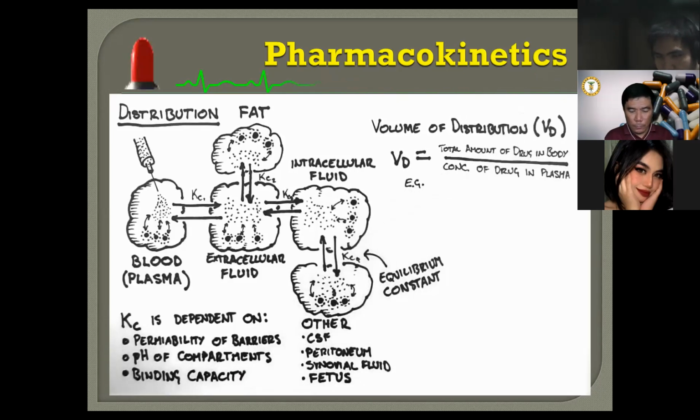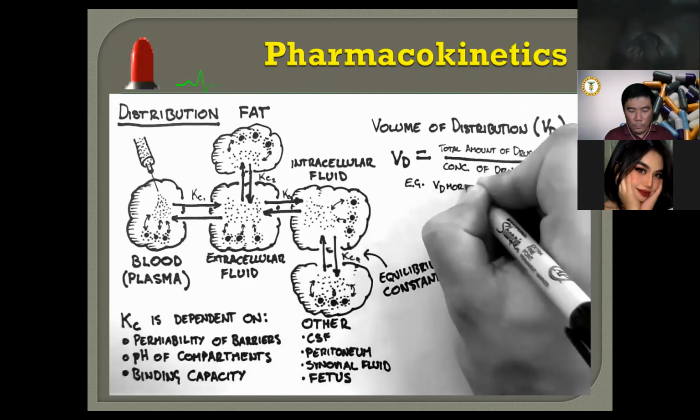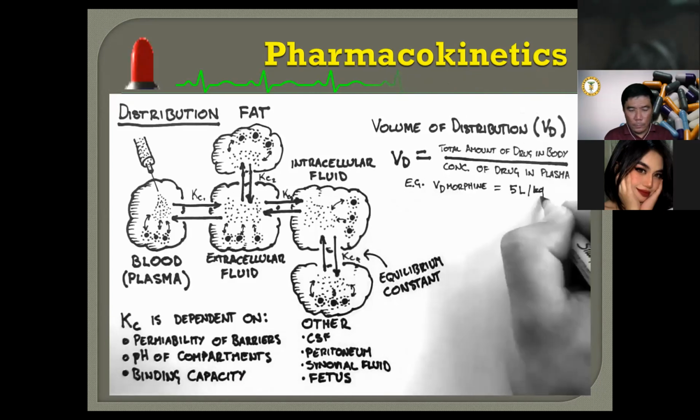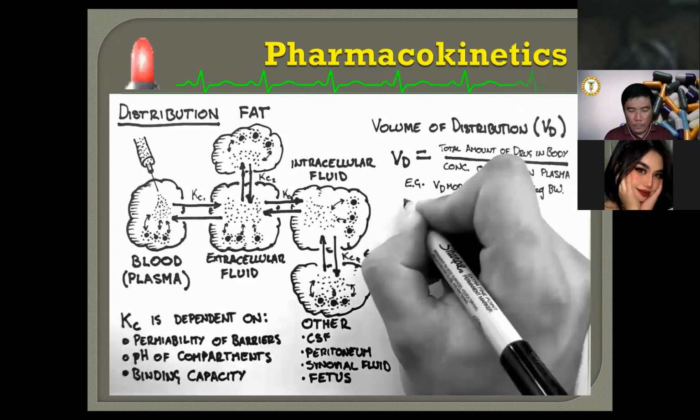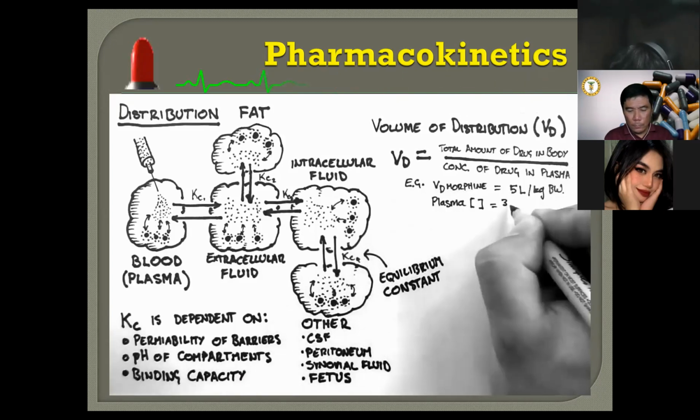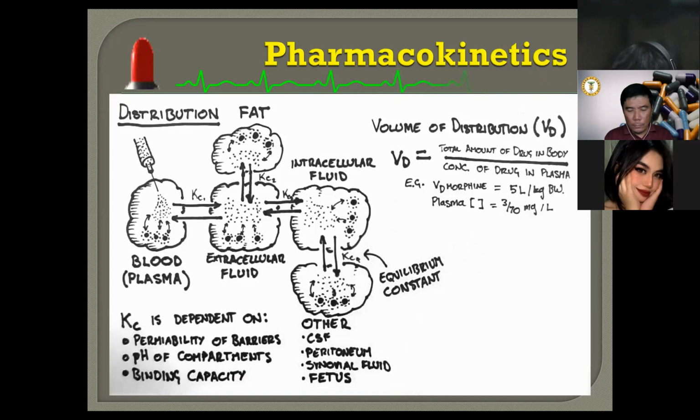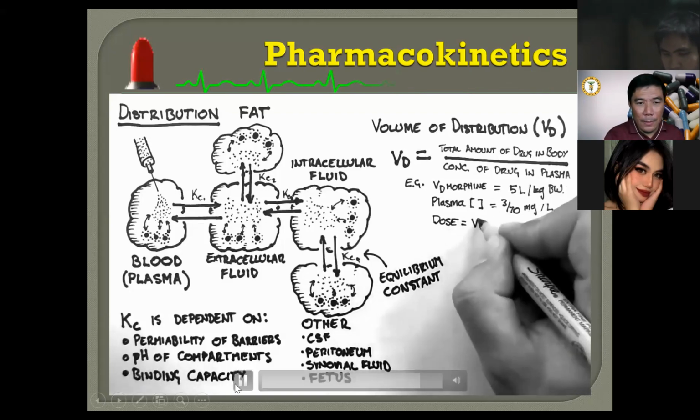Say I want to get a plasma concentration of morphine of 3/70ths of a milligram per litre. How much morphine do I have to give a 70 kilogram patient? I know that the volume of distribution of morphine is about 5 litres per kilogram of body weight. And I'm trying to achieve a plasma concentration of 3/70ths of a milligram per litre. Well, by rearranging the above formula, I can see that the dose I need to give, which in this case is the same as the total amount of drug in the body, is the volume of distribution times the desired.